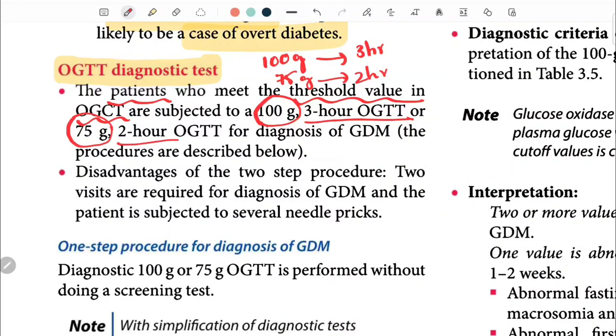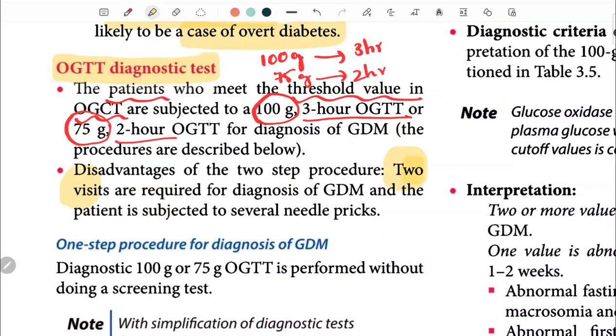For diagnosis of GDM, the disadvantages of the two-step procedure are that 2 visits are required for the diagnosis of GDM, and the patient is subjected to several needle pricks. So that is the disadvantage of the two-step procedure.